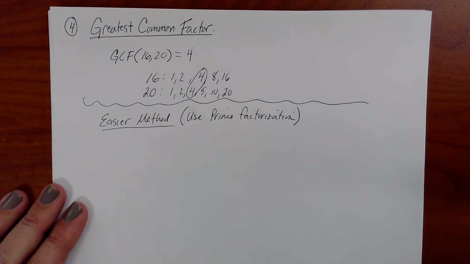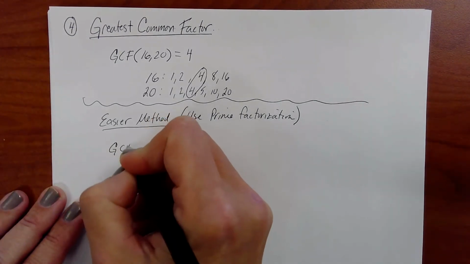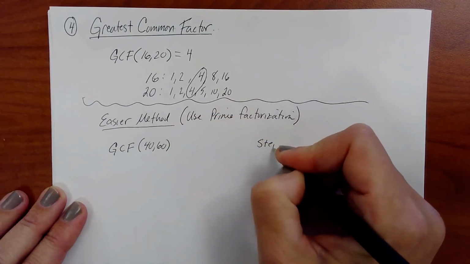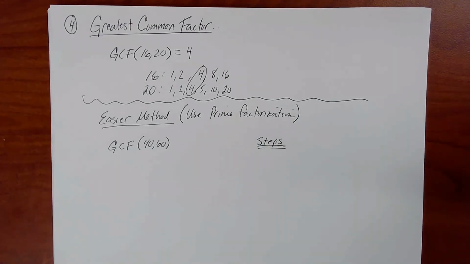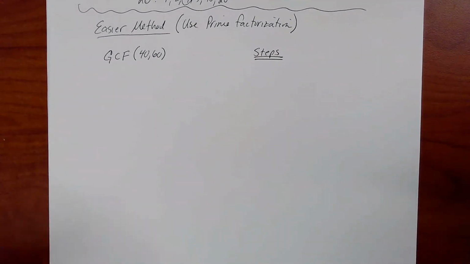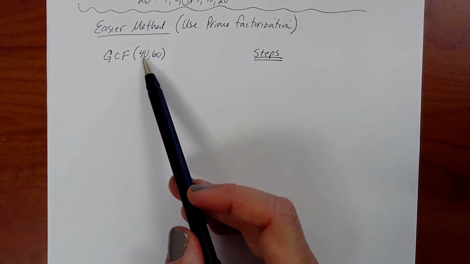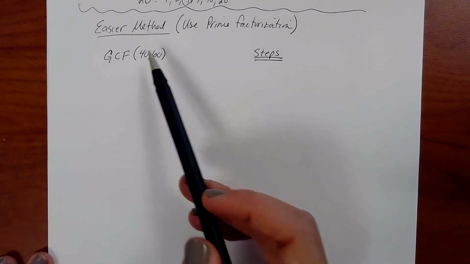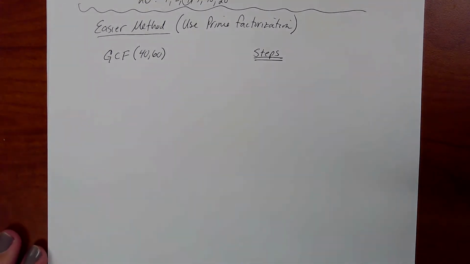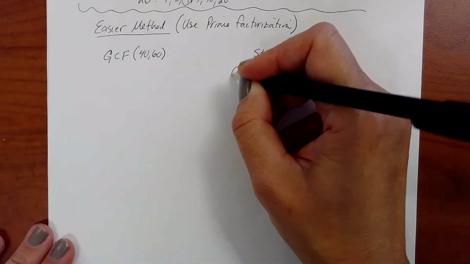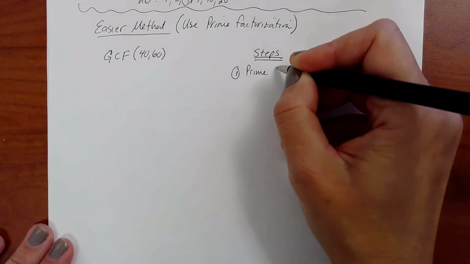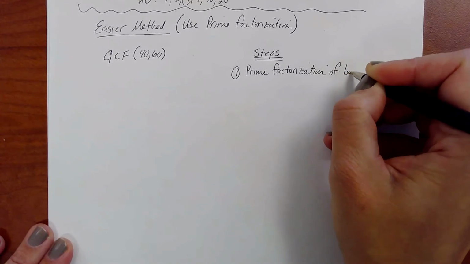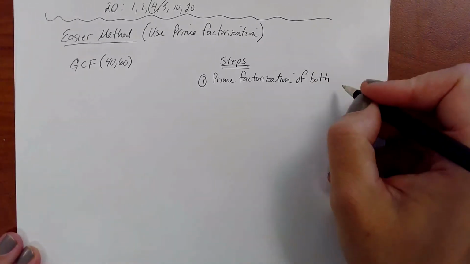Okay. So we're going to do an example. How about 40 and 60? And we're going to write the steps at the same time. Okay, let me move this up. First of all, can you tell what the greatest common factor of 40 and 60 is? It's going to be 20, right? So yeah, this is an easy one, but let's use it to find the steps. Okay. So first step is you're going to find the prime factorization of both numbers.